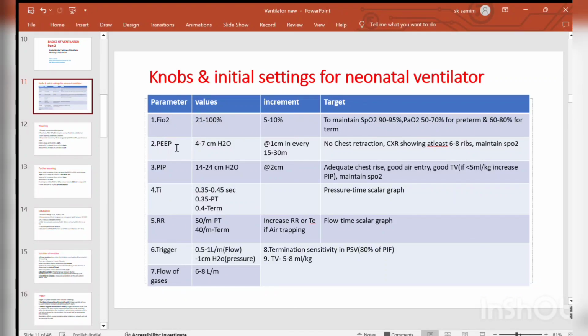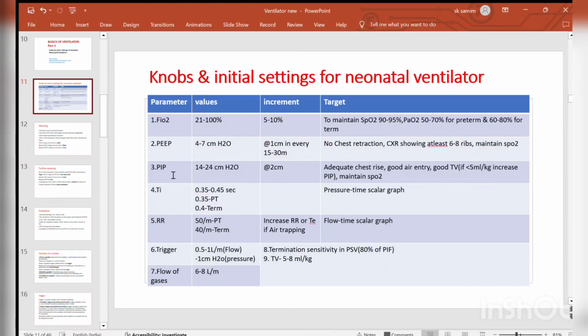Then PEEP. PEEP is set between 4 to a maximum of 7 cm of H2O and increased at the rate of 1 cm every 15 to 30 minutes as per requirement. The target is that there should be no chest retraction. Chest retraction should show at least 6 to 8 ribs and maintenance of SpO2. That is, if there is chest retraction or low lung volume, we should increase the PEEP.